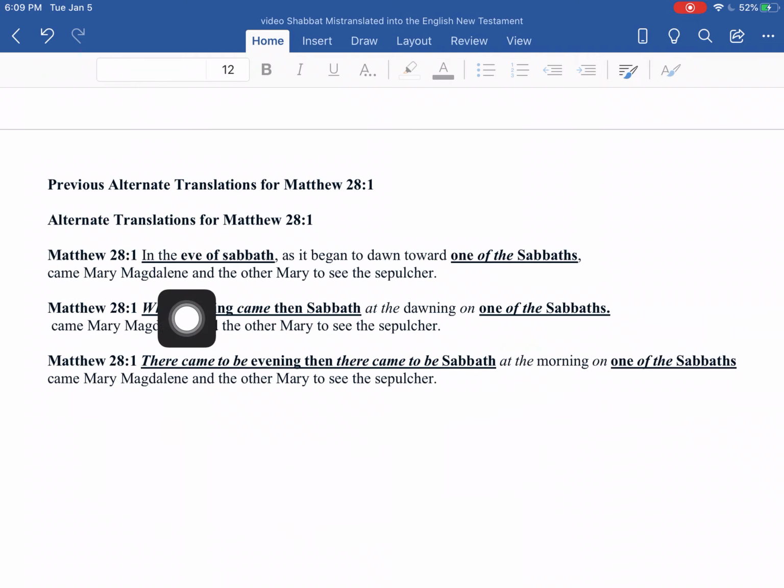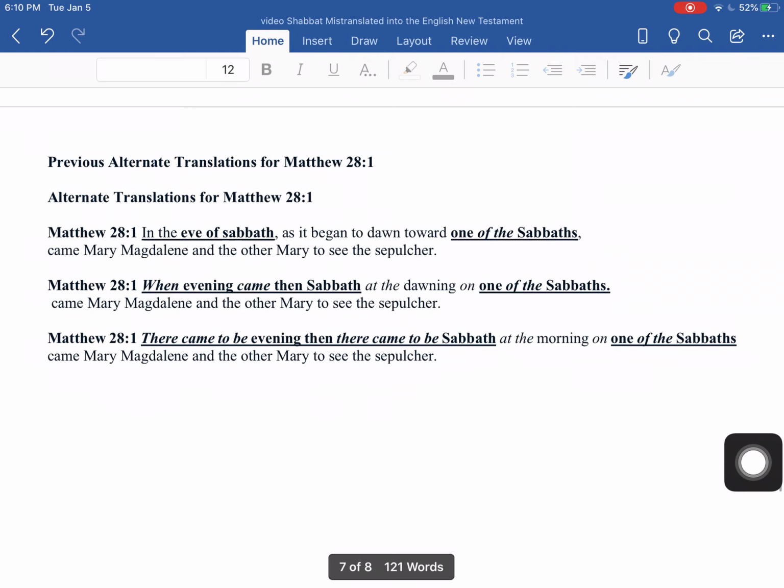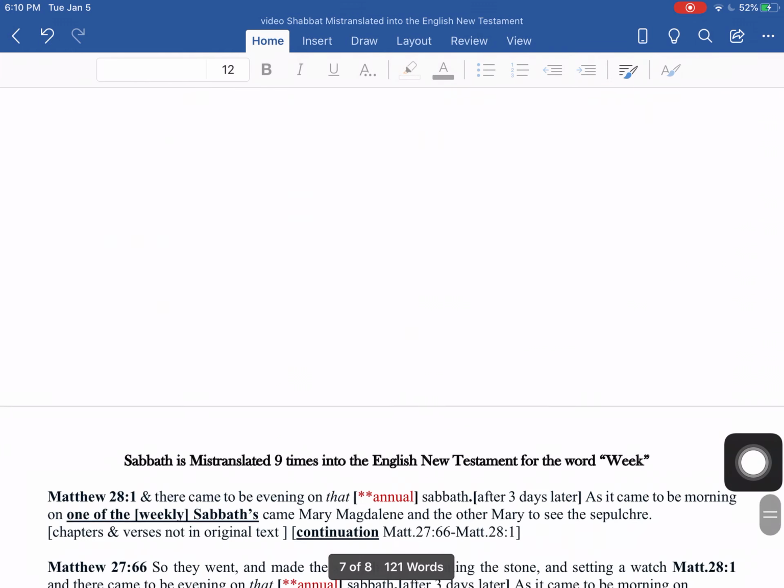I have, in the eve of the Sabbath, as it began to dawn toward one of the Sabbaths, right? Here's another version. When evening came, then Sabbath, at the dawning of one of the Sabbaths. Here's another one. There came to be evening, then there came to be Sabbath. At the morning on one of the Sabbaths came Mary Magdalene and the other Mary to see the sepulchre. So that was my previous rendering, but again, I don't believe this first Sabbath applies to that Sabbath. I believe it talks to the first day of unleavened bread. So that's pretty much it.